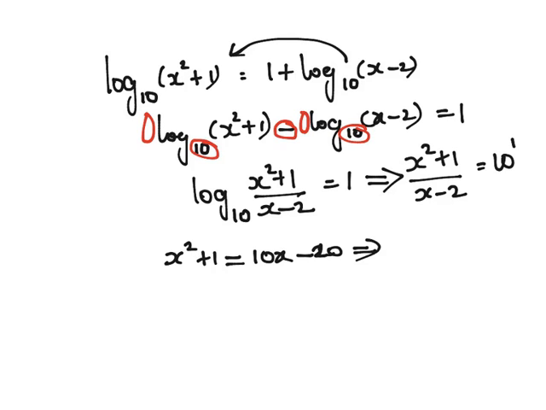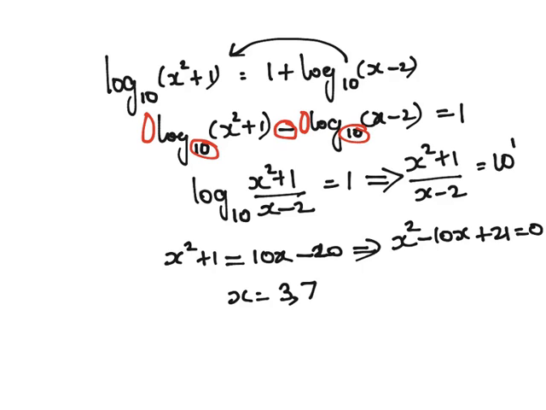So when you simplify this, you shall get this quadratic equation, x squared minus 10x plus 21 equal to 0. So let me solve this quadratic equation. You will get x as 3 and 7.